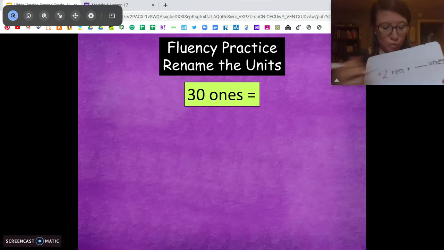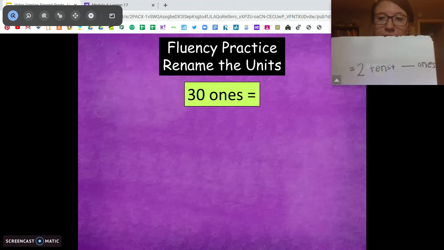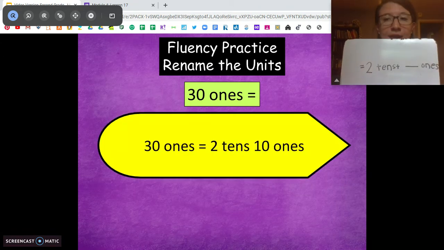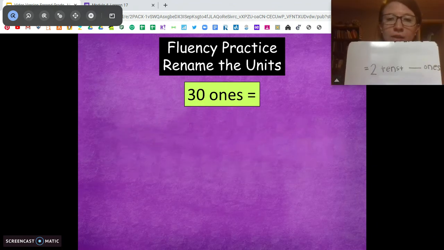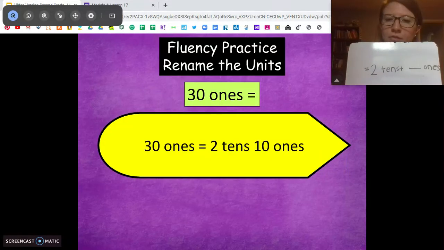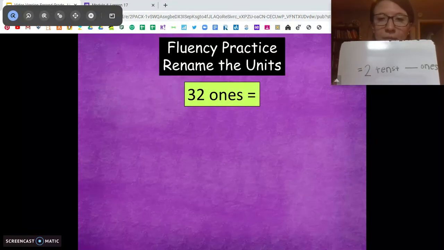Now with 30 ones, I want you to tell me, we're going to take 1 ten out. So I'm going to give you 2 tens. How many extra ones are we going to have? 30 equals 2 tens, 10 ones. Very good. What about 32? 2 tens, how many ones? Use what you know from this one to solve for this one. 32 ones is 2 tens, how many ones?